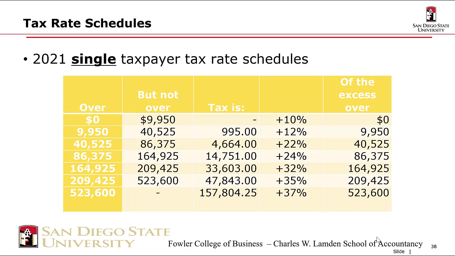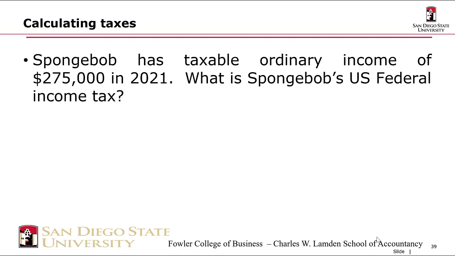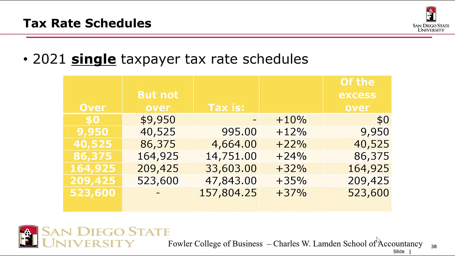And if you look, when you're calculating the tax, you basically take, well, you know what? Rather than do that, let's do an example. Okay. So SpongeBob has taxable ordinary income of $275,000 in 2021. How are we going to calculate SpongeBob's U.S. federal income tax? Why don't we go back and look at the chart?